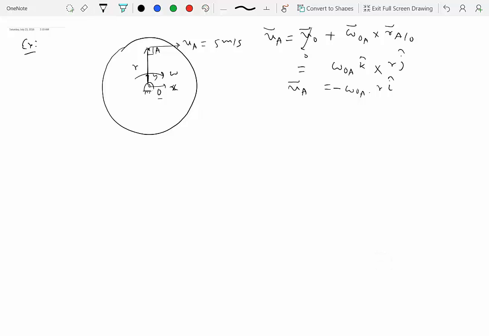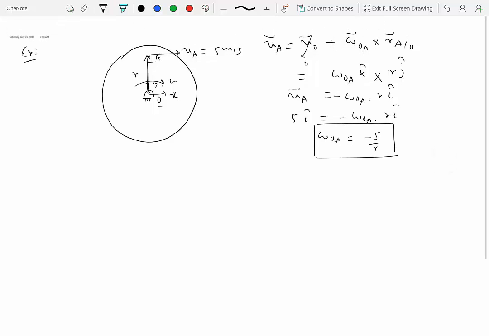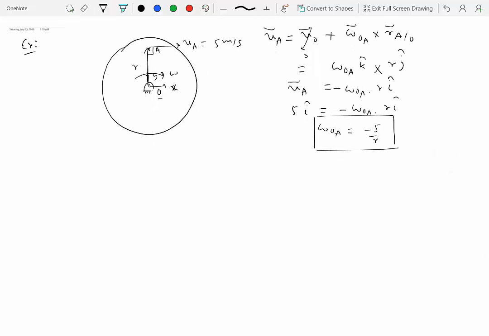Okay. So velocity of A is given to you as 5 I hat, right? So we'll write that 5 I hat equals minus omega OA R I hat. So omega OA is equal to minus 5 over R. Now you can see clearly over here that omega OA came out to be a negative quantity, which means that it is actually going to be rotating in the clockwise direction. So if you know the value of R, you can find out what the angular velocity would be.